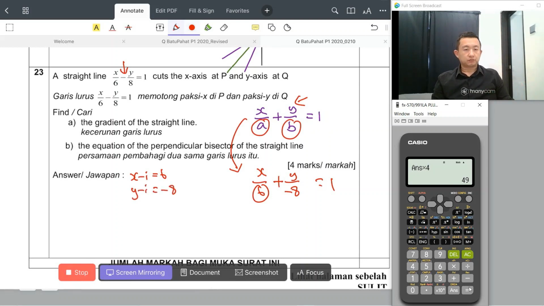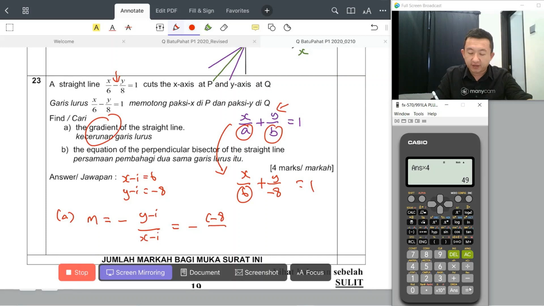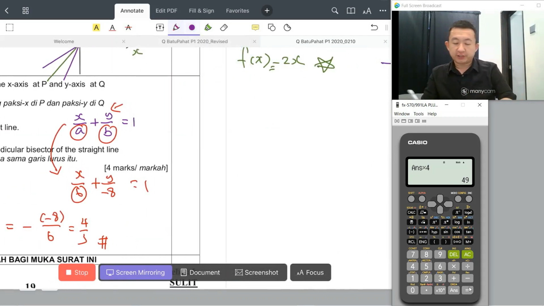Okay. Can we find the gradient? Because we're looking for the gradient. So to find the gradient, instead of y1 minus y2 over x1 minus x2, we have negative y-intercept over x-intercept. And that would be negative 8 over 6, you have 4 over 3. So A is done. 4 over 3 is the gradient. And then afterwards, you have to find the equation of the perpendicular bisector of the straight line. Okay. I sketch it for you to have a visualization. Let's say you have something like this.